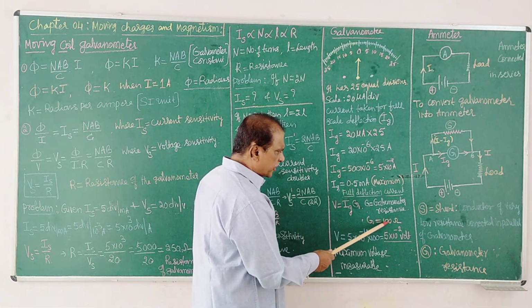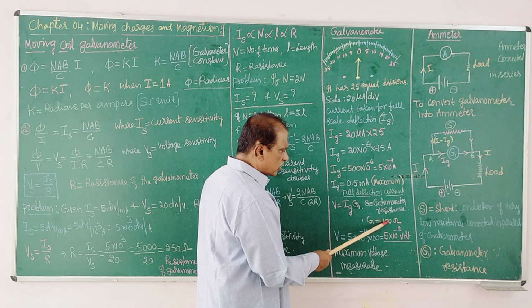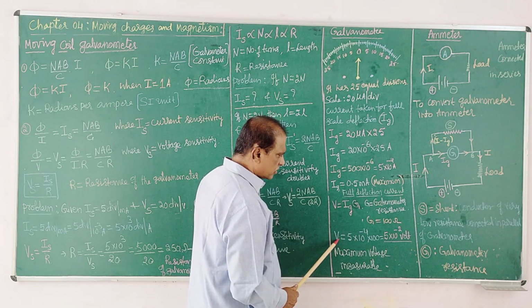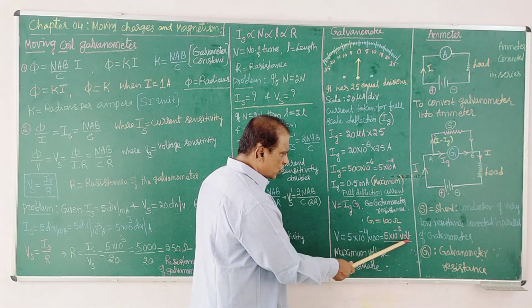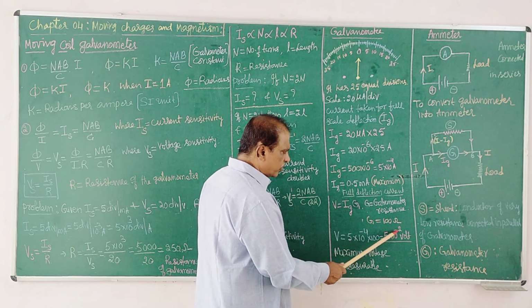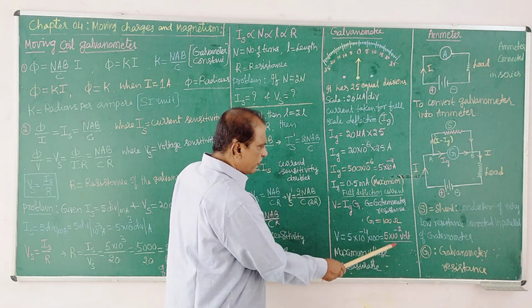If G equals 100 ohm, what is the voltage? Calculate this. Current into resistance gives volt in SI units. 5 into 10 to the power of minus 2. What is that value?